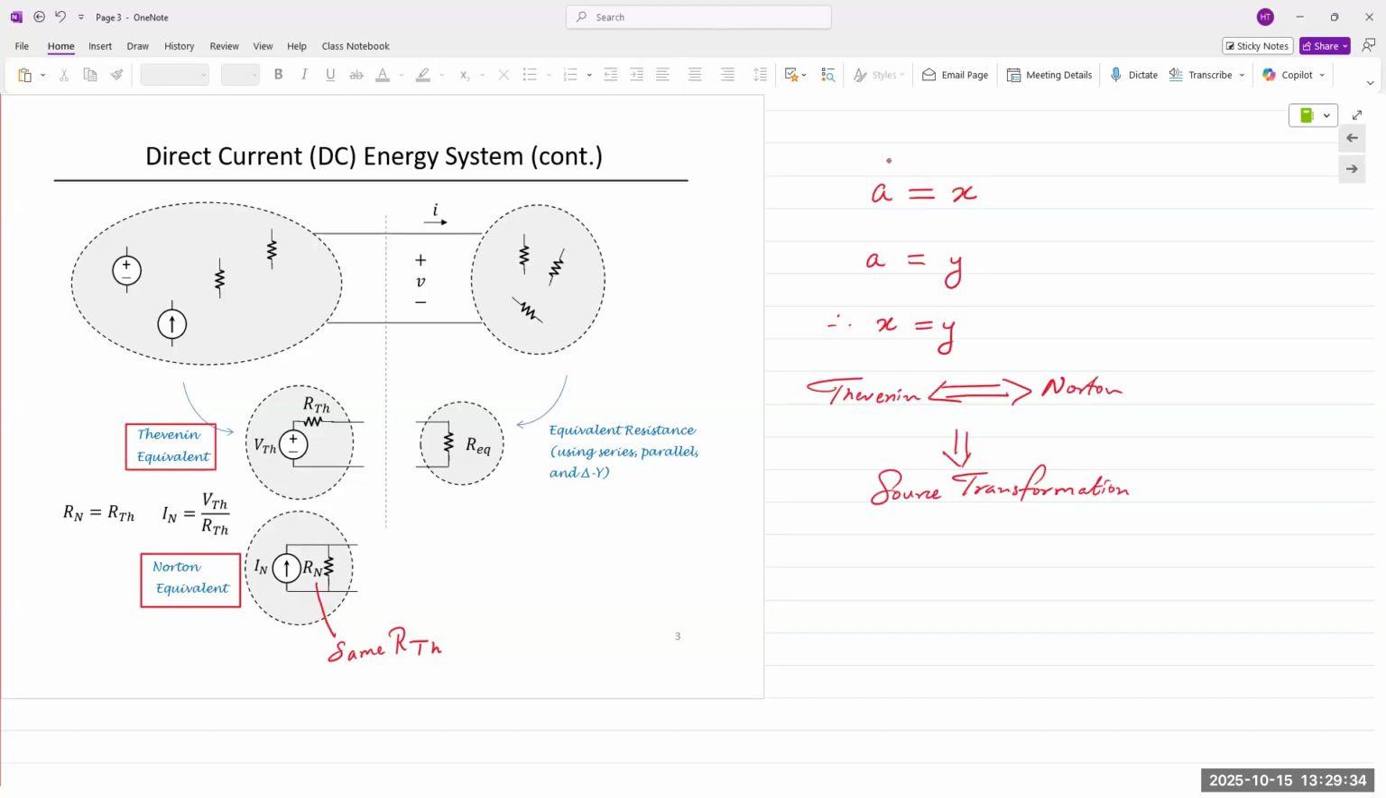Source transformation sometimes can be tricky. I typically do not like to use it often in my circuit analysis because we have to break away the sources from its two nodes and then transform it and then plug it back into the circuit.